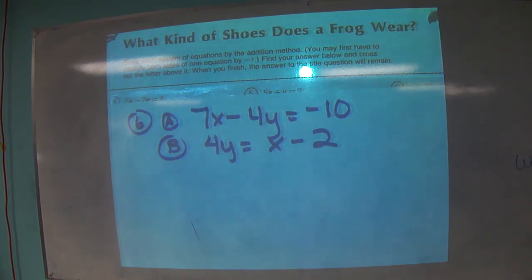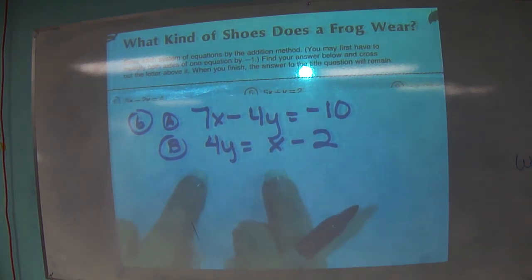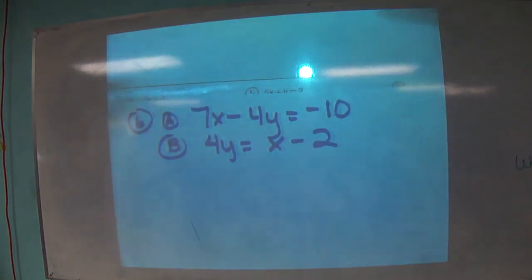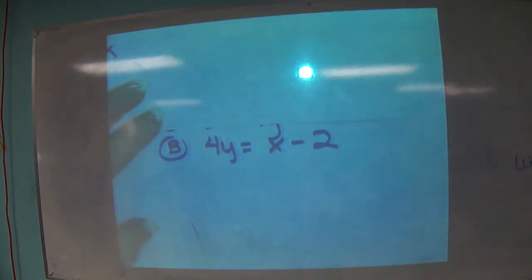By writing down numbers and letters. Which numbers and letters should we write down? Well, we're going to rewrite. Let's just talk about B for a second. How do we get x on the other side of the equation? Subtract it from both sides. -x, -x.